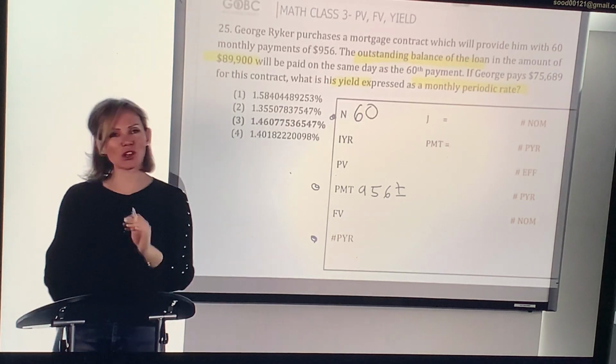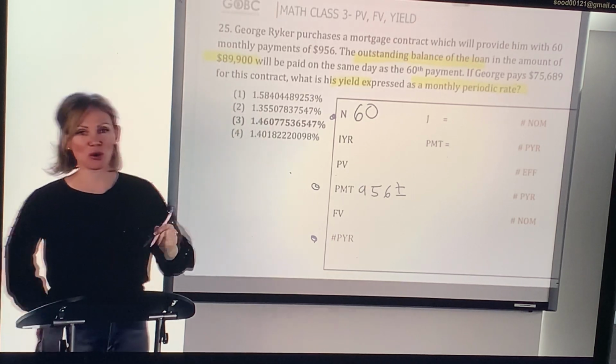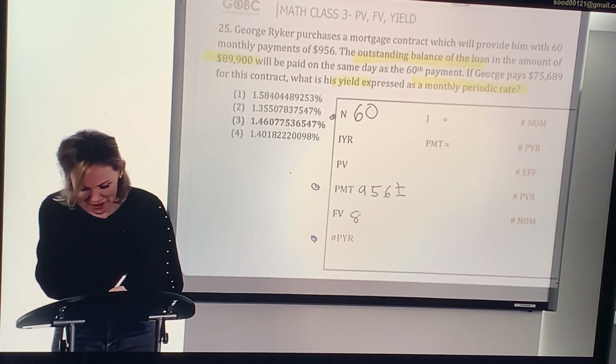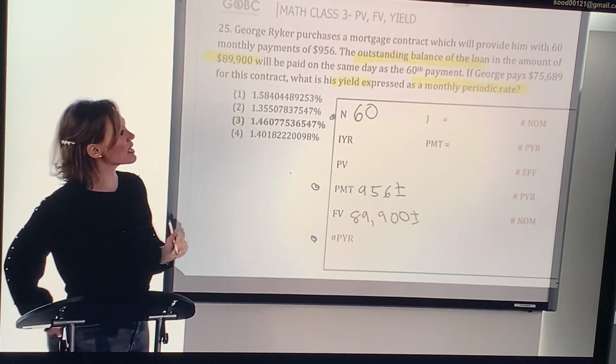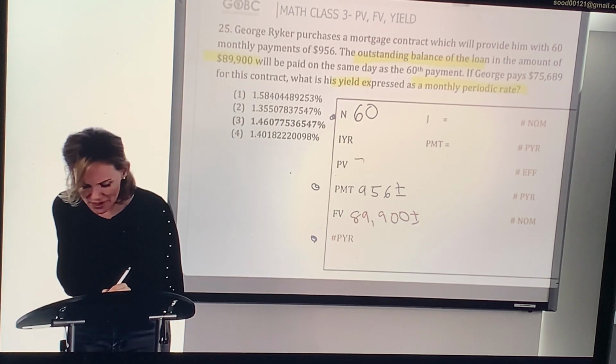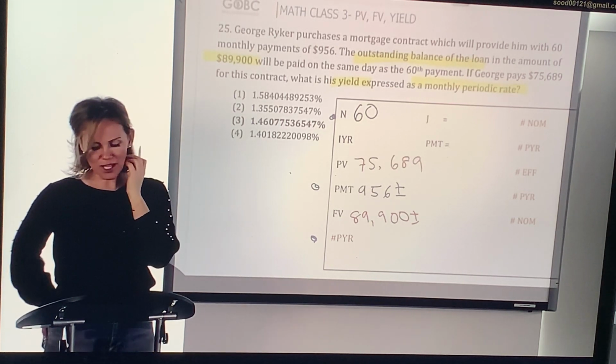That means you're still paying off. So don't look to see which one is larger or which one is smaller. In this case, it's opposite. He borrowed less money, he owes more. Horrible mortgage, right? So 89,900 plus minus, that's your future value because there's an outstanding balance of. And then the mortgage itself is 75,689. Okay.